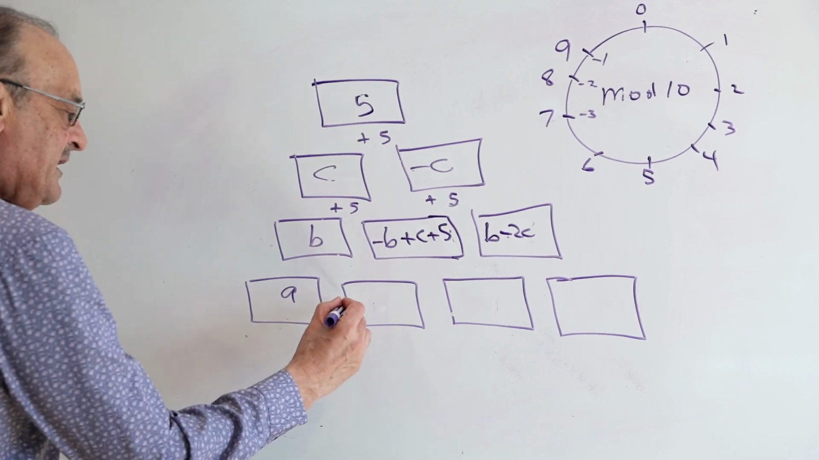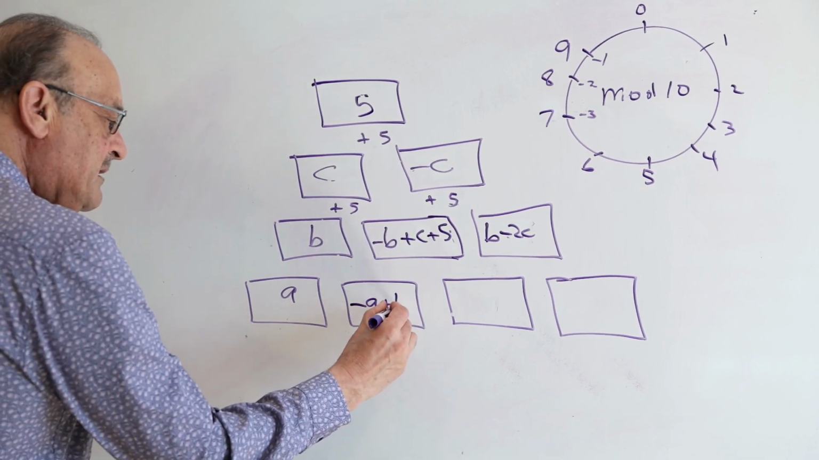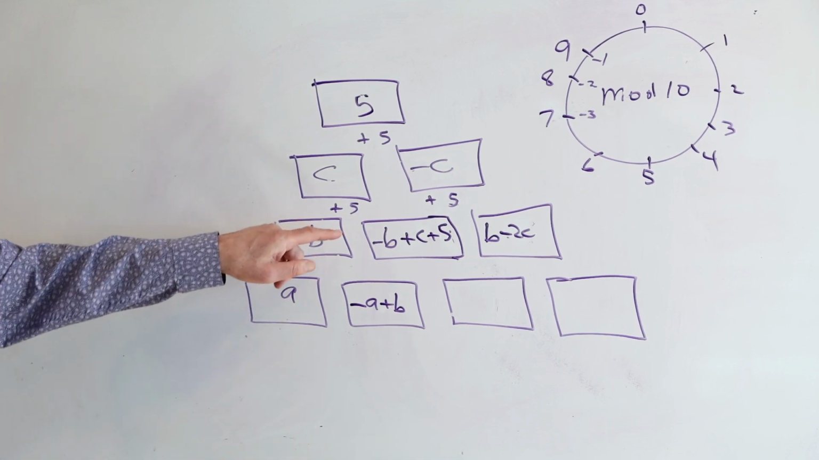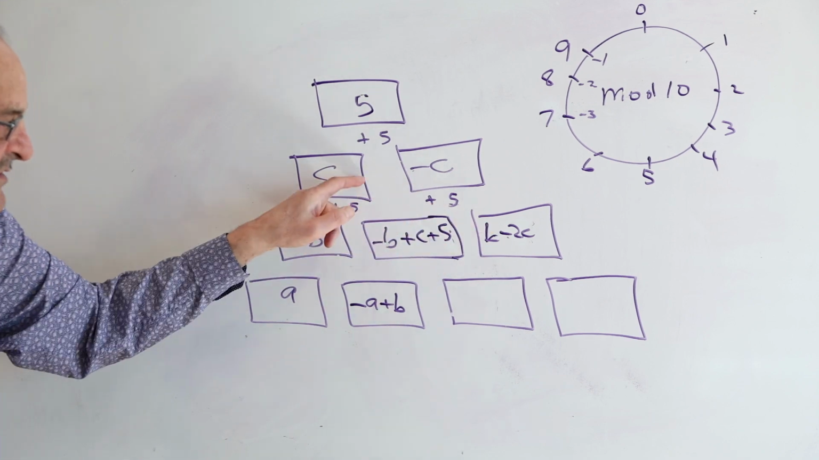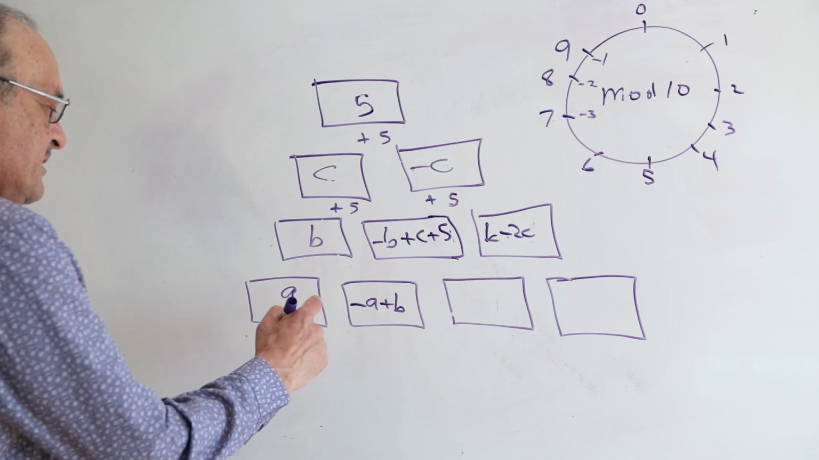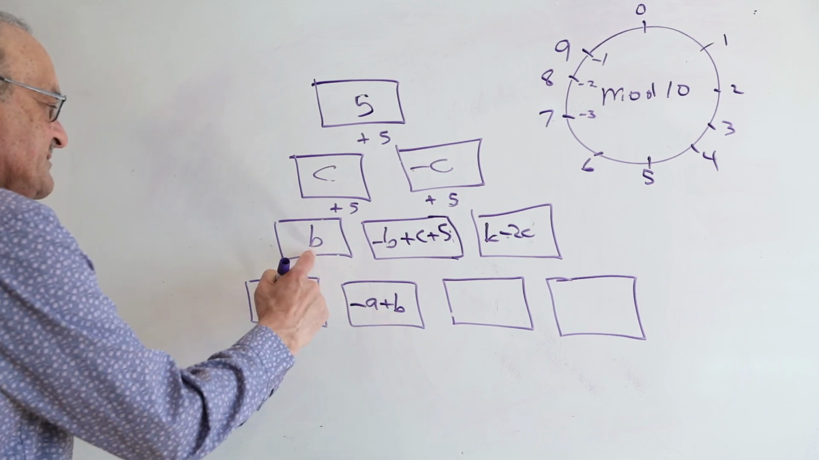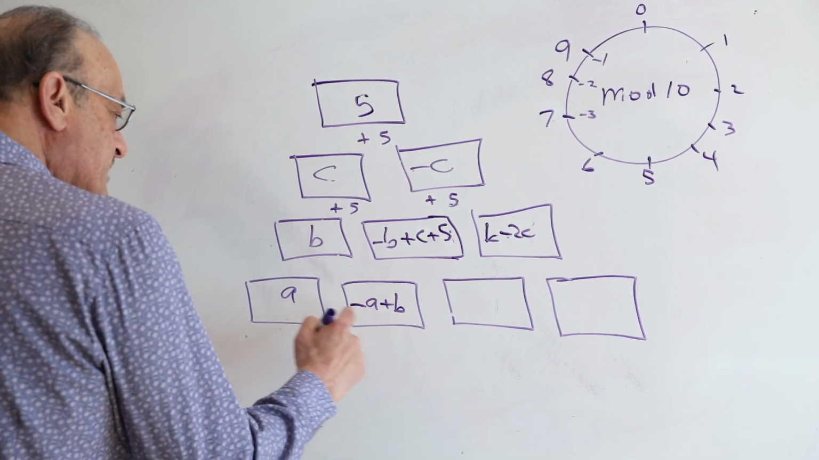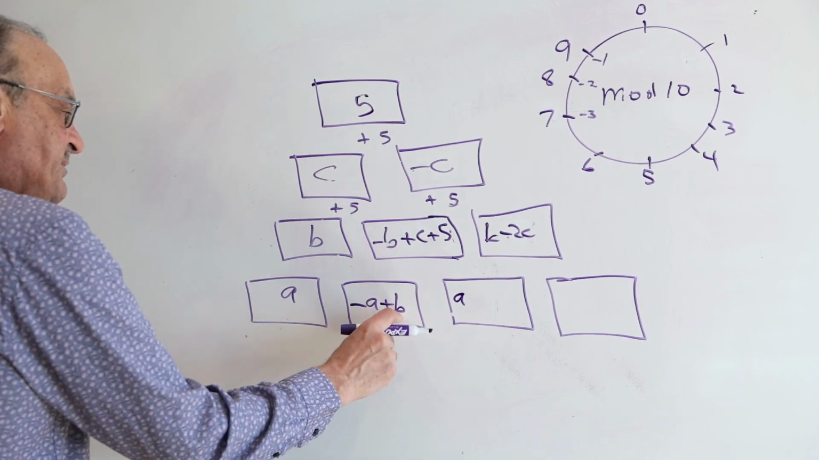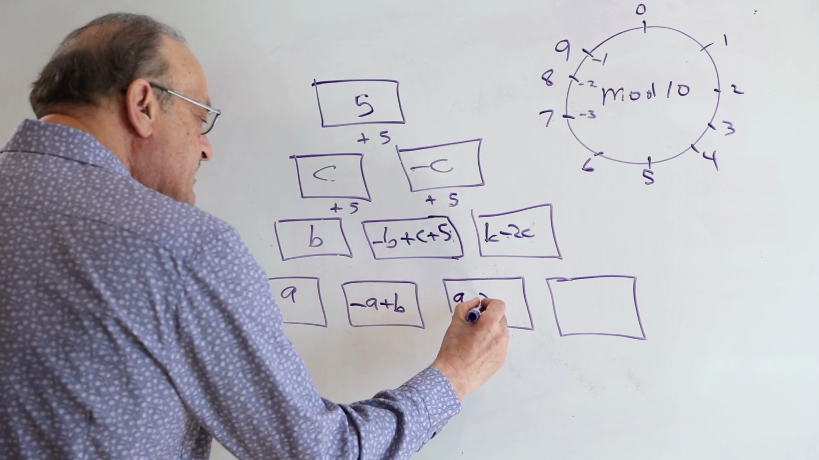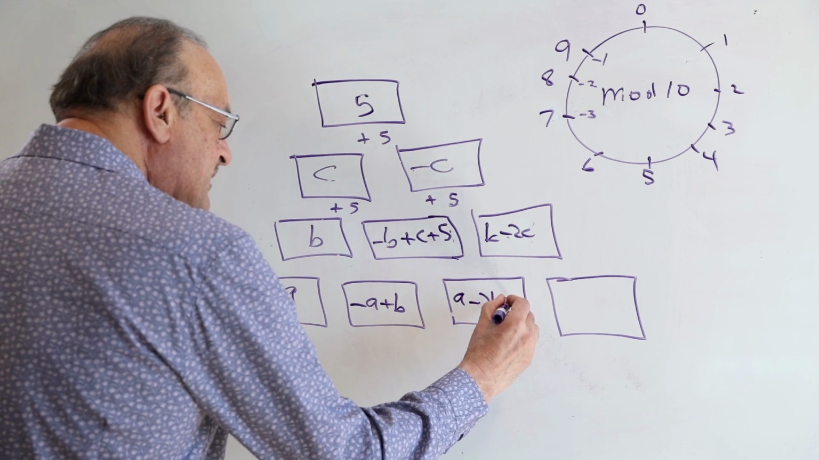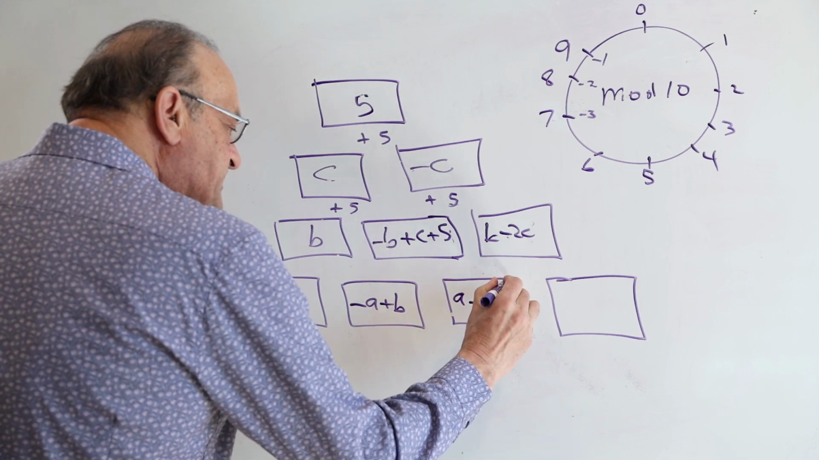Here we're going to need negative A plus B. So don't get confused. This time we're not adding 5. Only when you add these two, and these two, do you add 5. So this is normal addition on this clock. A and negative A cancel and B survives. So here you're going to have A, because we have to cancel negative A. Now to go from B to negative B, we need negative 2B. And then we're going to need C. And we're going to need 5.